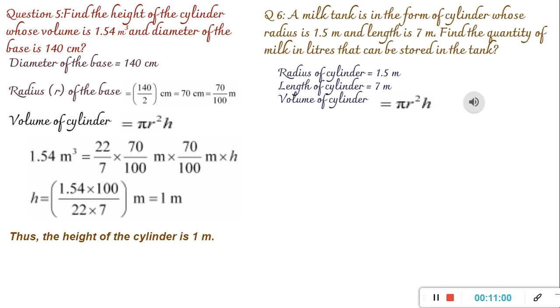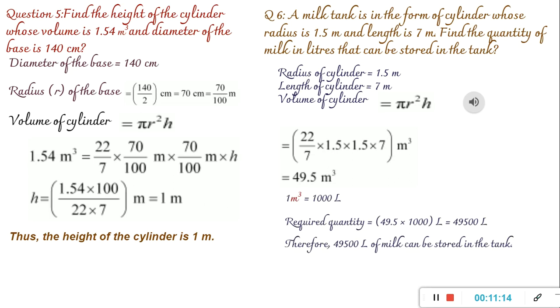Now what is the volume? Pi r square h. So 22 upon 7 into 1.5 into 1.5 into 7. So that would be 49.5 meter cube. Right? Now we know that 1 meter cube is equal to 1000 liter. So required quantity would be 49.5 into 1000, that is equal to 49,500 liter. So therefore 49,500 liter of milk can be stored in the tank. Clear?